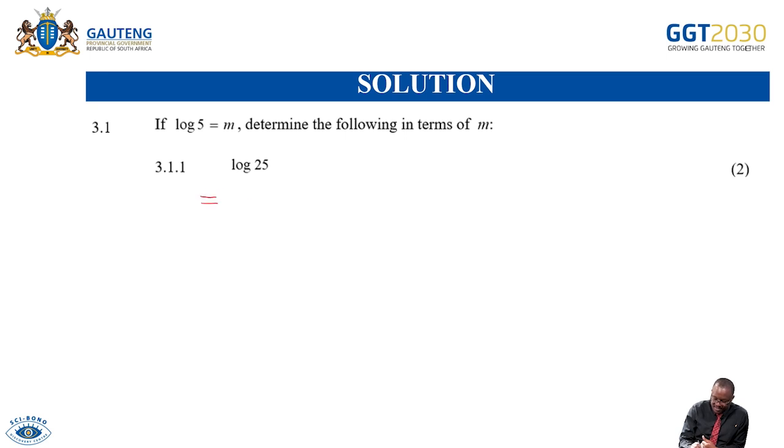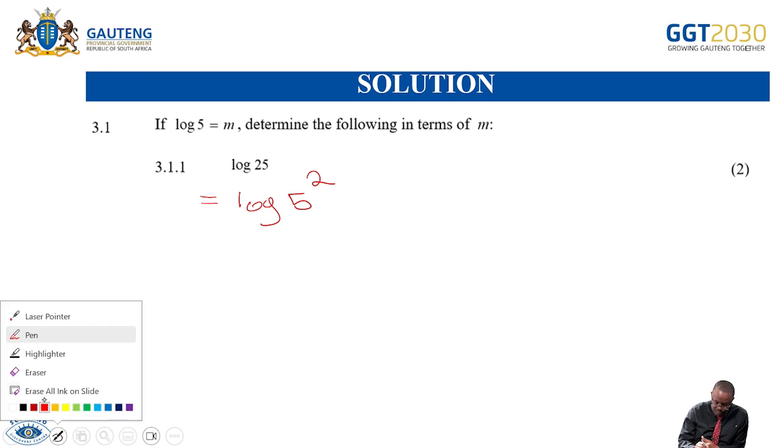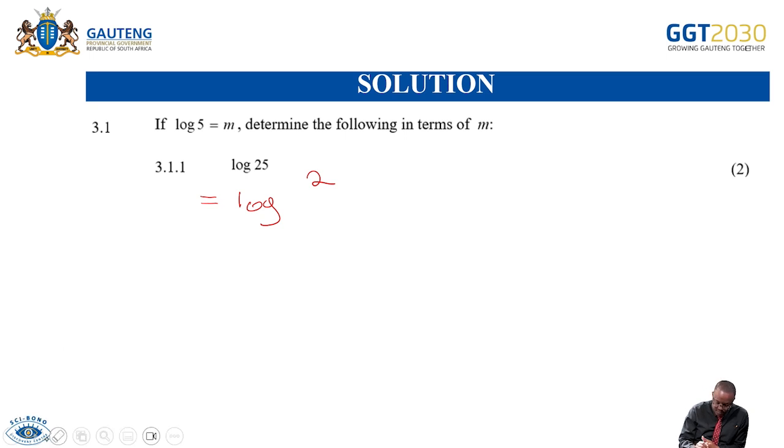Remember, I can write this in the following form. You're going to have log of 5 to the power of 2. That is the prime factor of 25. 5 to the power of 2.